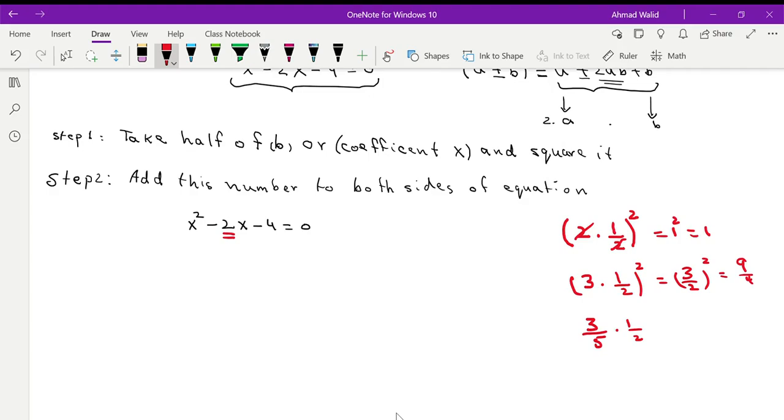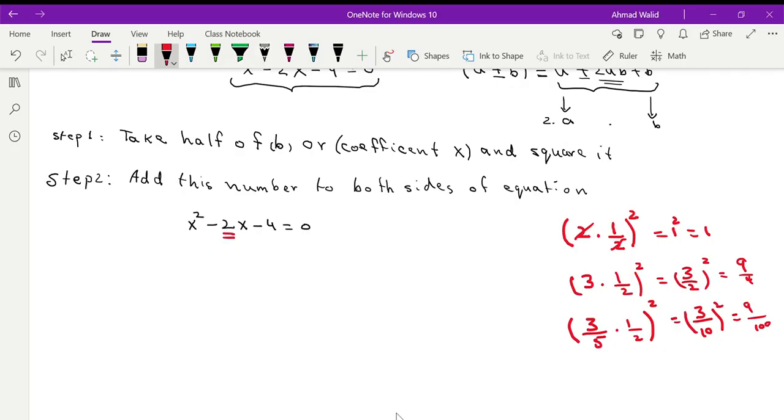If you multiply it by 1/2, it means you take half of b, which gives 3/10, and you square it. 3/10 squared, and everyone knows what 3/10 squared is: 9/100, correct? Whatever the coefficient of x is, take half of it, square it, and add it to both sides.